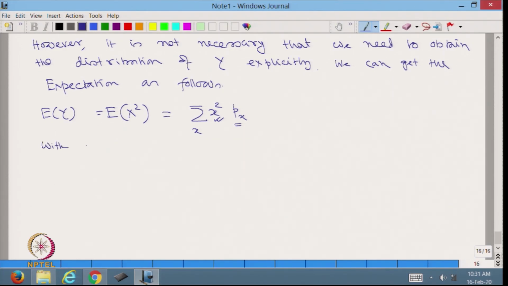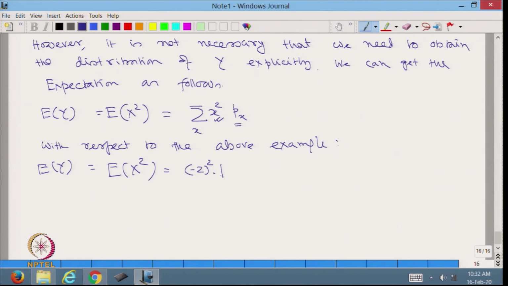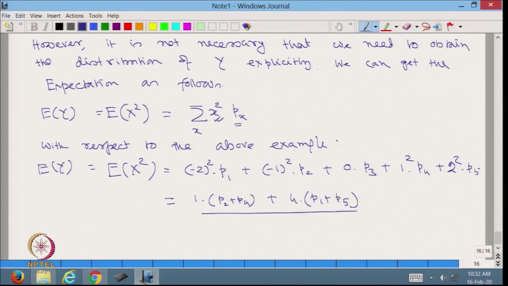So, with respect to the above example, expected value of y is equal to expected value of x square is equal to -2 square times P1 plus -1 square times P2 plus 0 times P3 plus 1 square times P4 plus 2 square times P5 and we can see that this is equal to 1 times P2 plus P4 plus 4 times P1 plus P5, that is, we get the same result.